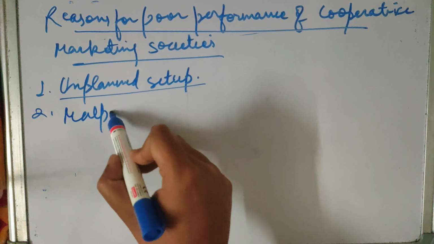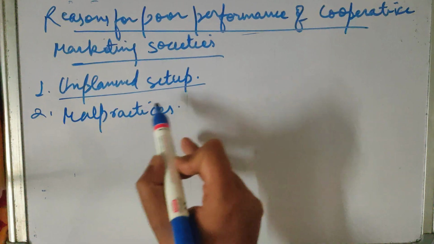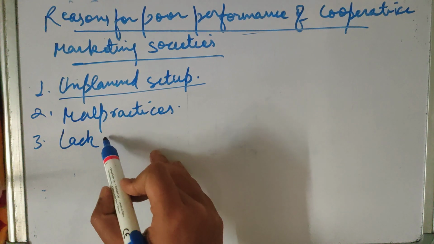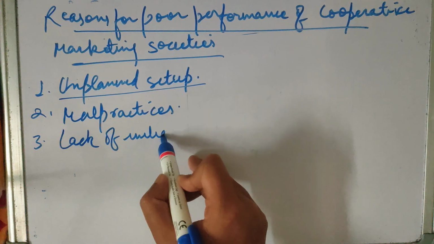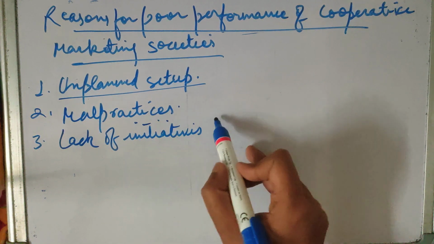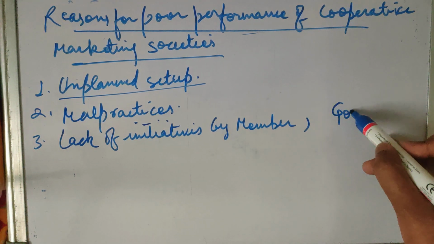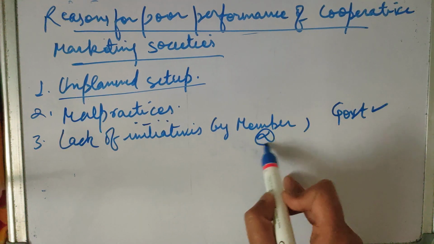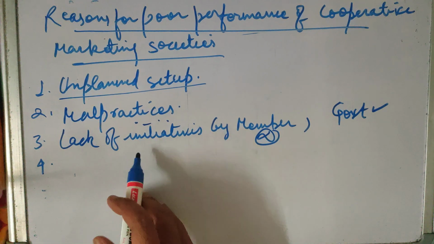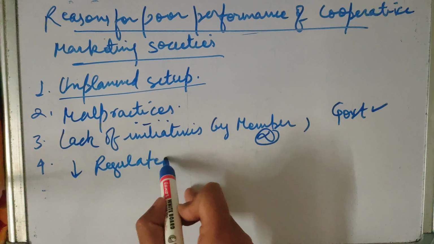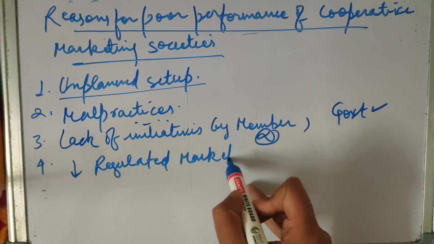Malpractices. Many groups of farmers just form a cooperative society to get government aid instead of applying it and producing more. Lack of initiative by members. They are highly dependent on government, while member initiative is very less. There are also fewer regulated markets to support cooperative societies.